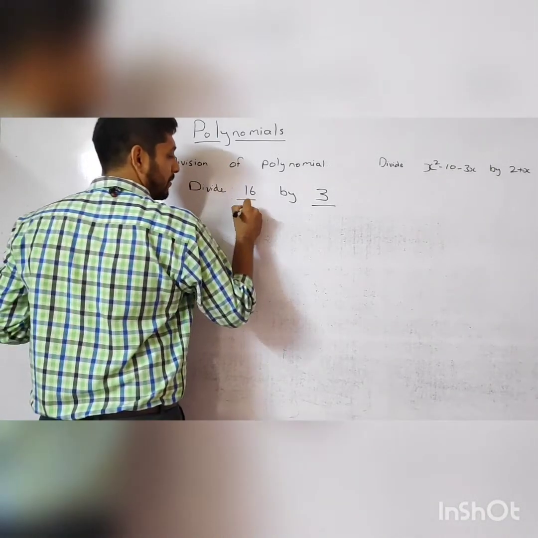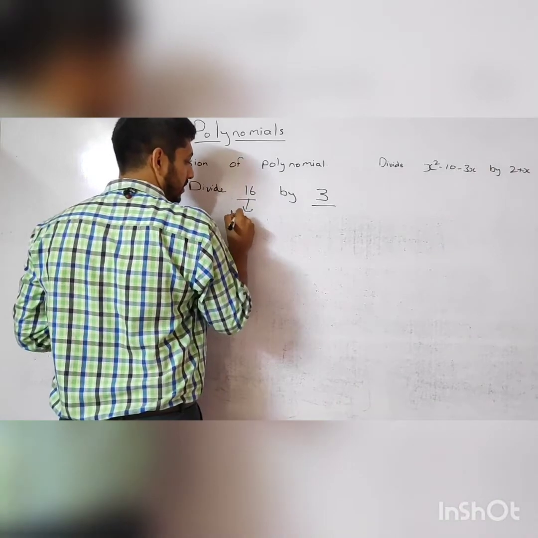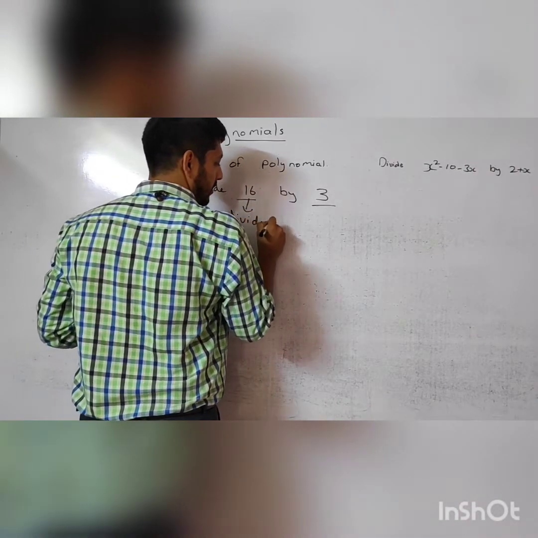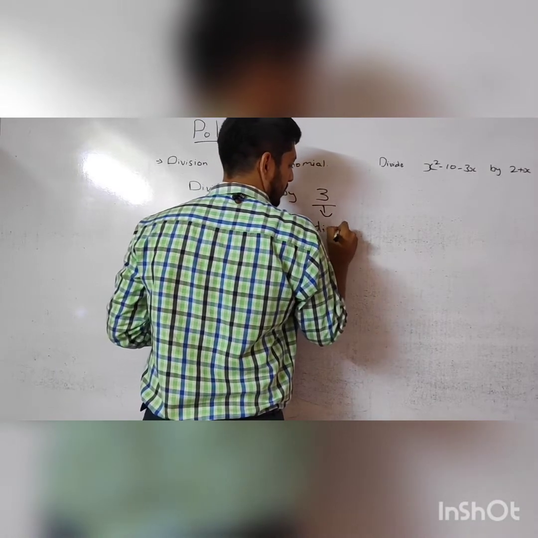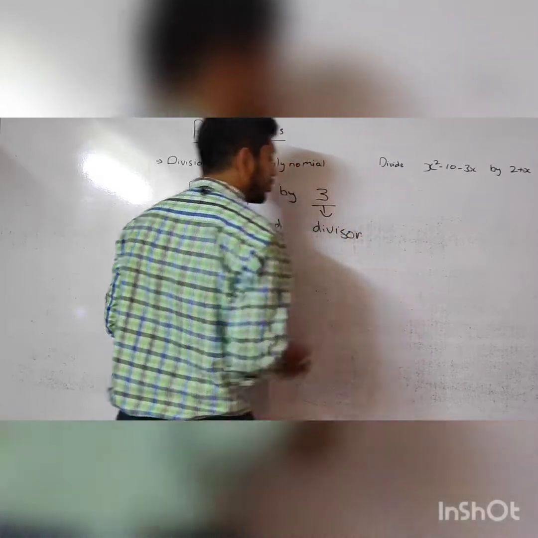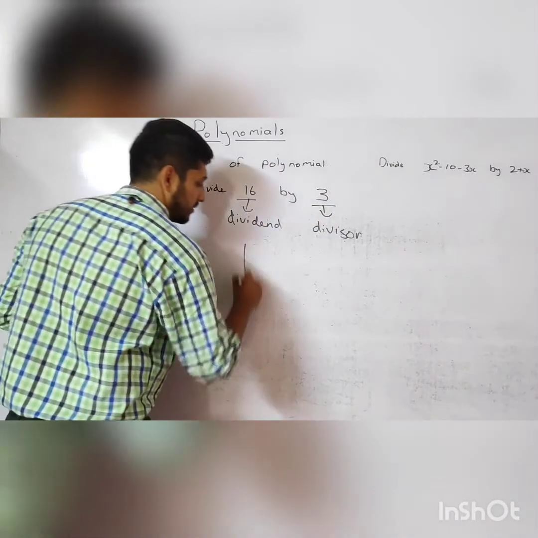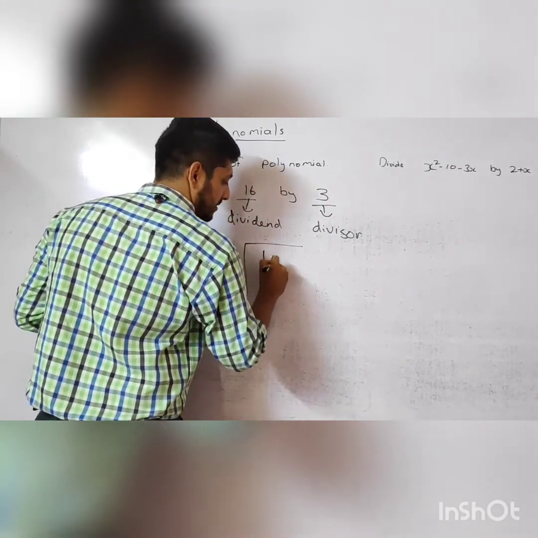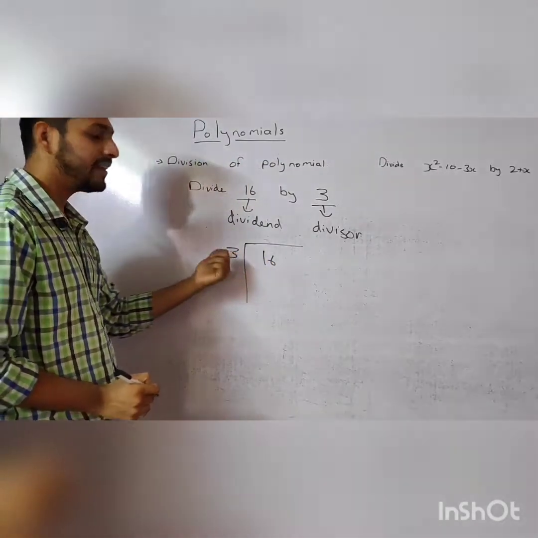But before that, let me say what is 16. 16 will be your dividend. And 3 will be your divisor. As soon as I say that divide 16 by 3, what will you do? First thing, you will write 16, you will write 3. So dividend and divisor.